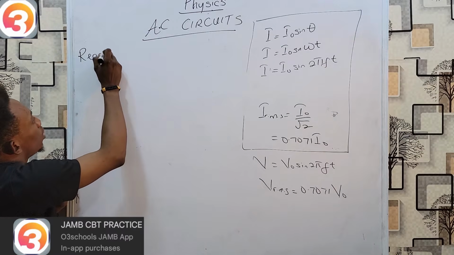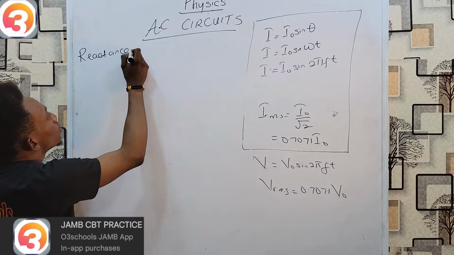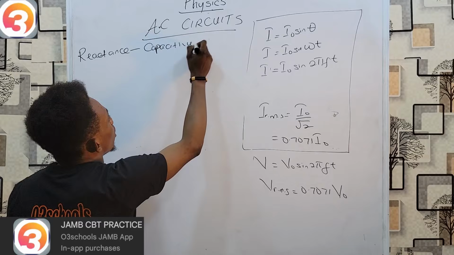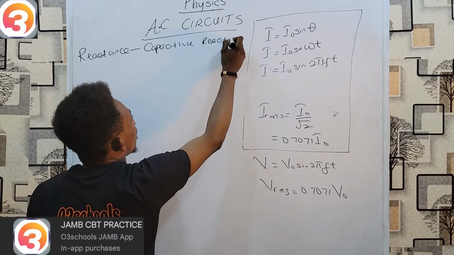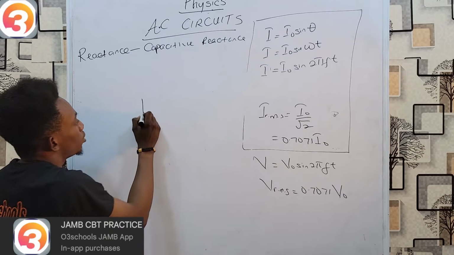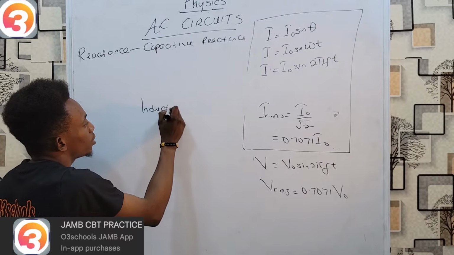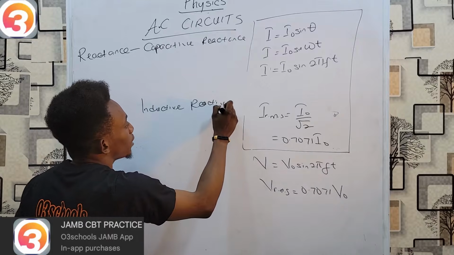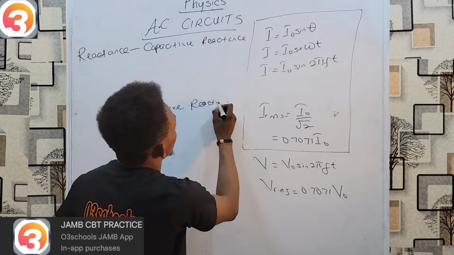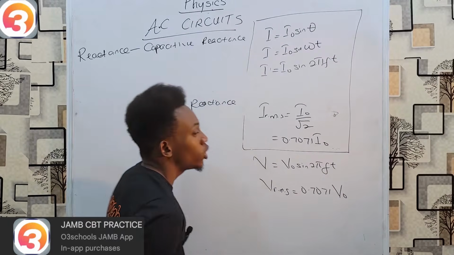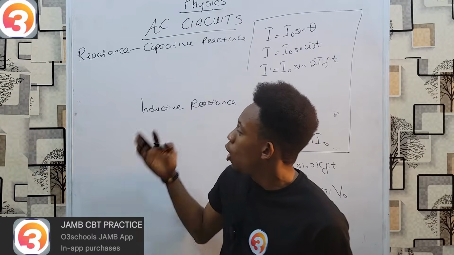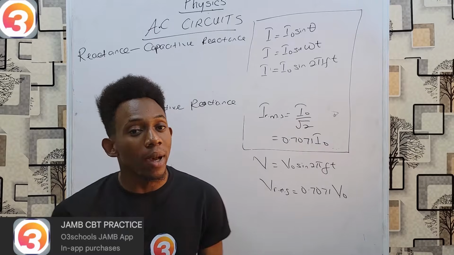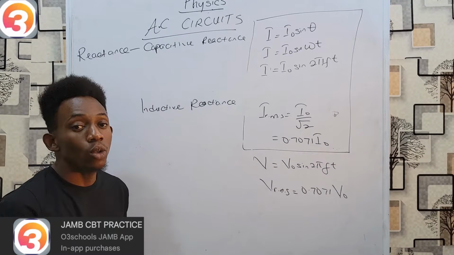Reactance. And there are two types of reactance. There is capacitive reactance and there is also inductive reactance. So capacitive reactance is the opposition to the flow of current brought about by a capacitor, while inductive reactance is the opposition to the flow of current brought about by an inductor.